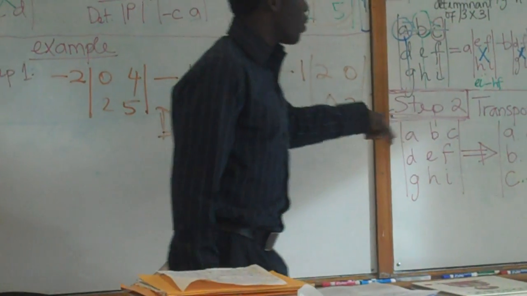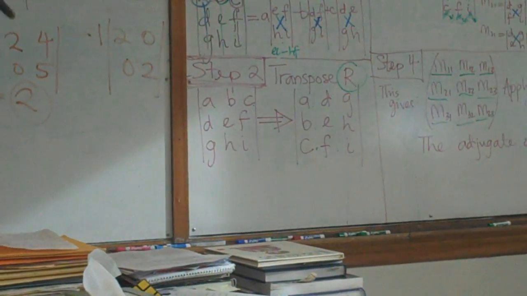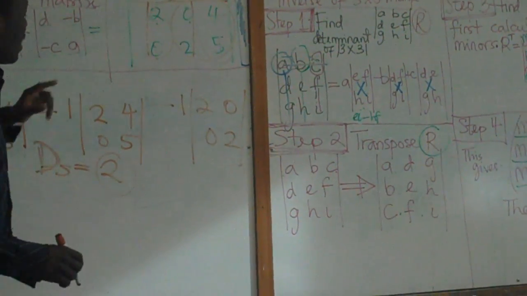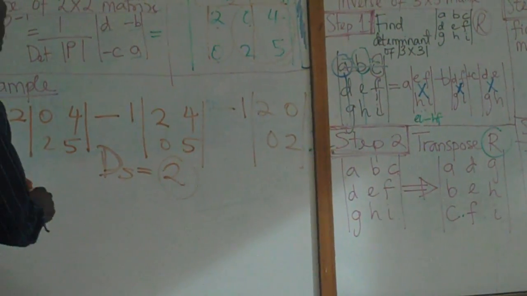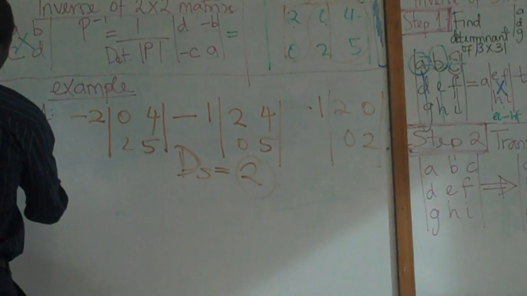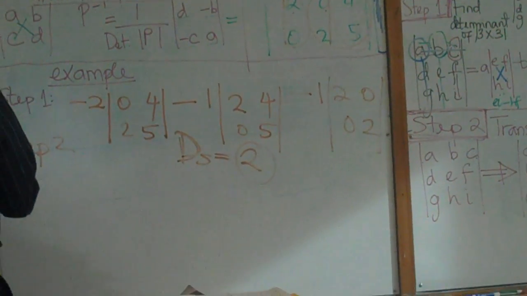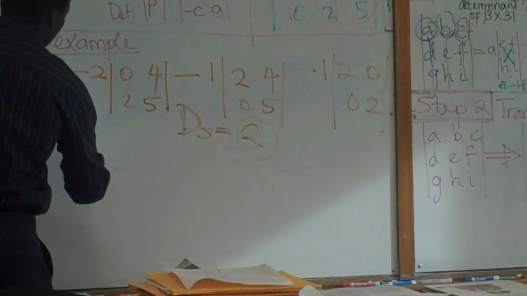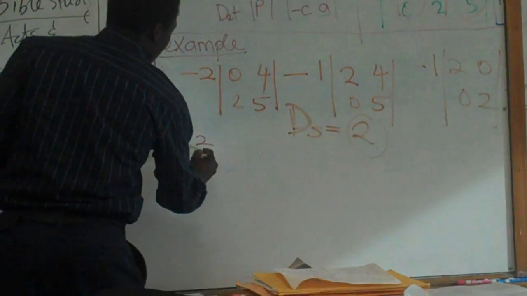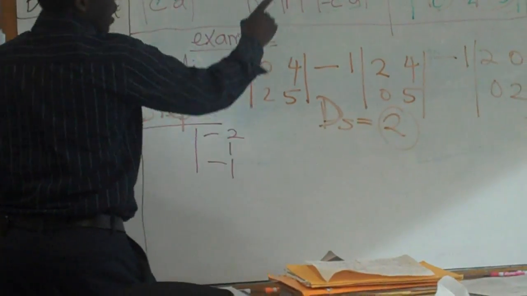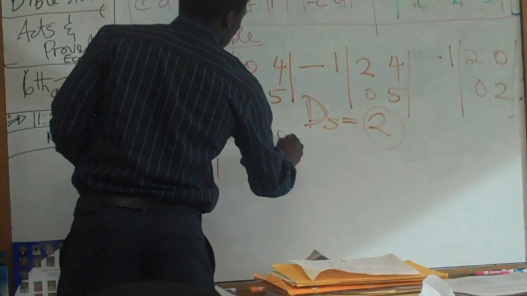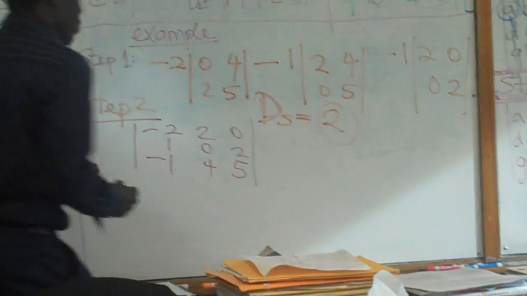Step 2, we're going to transpose our original expression right here. And what happens is it becomes, let me get a new marker here. Step 2, we get minus 2, 1, minus 1, and then 2, 0, 4, and then 0, 2, 5. That's all we do in step 2.